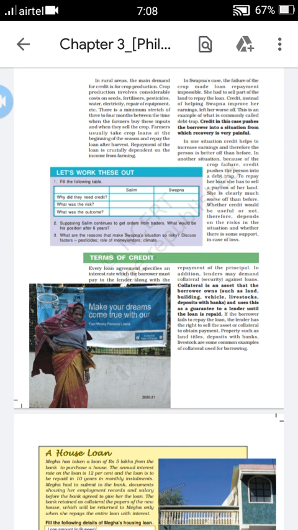Welcome to the new segment of grade 10th. We are discussing economics, the third chapter, money and credit. Today the subtopic of this chapter is terms of credit.